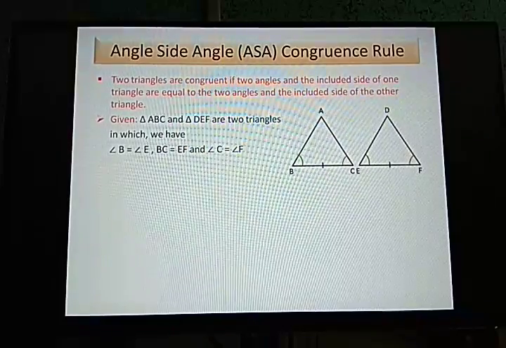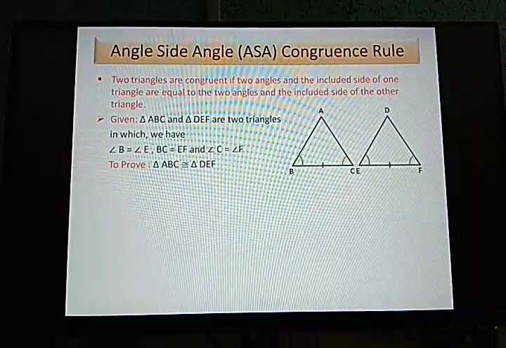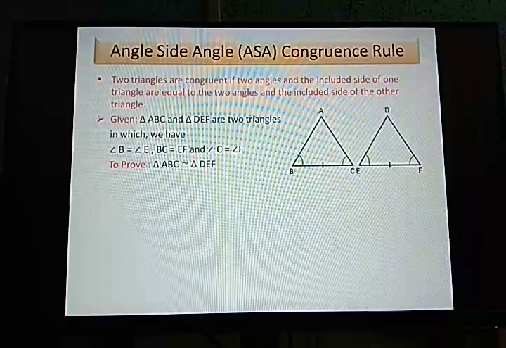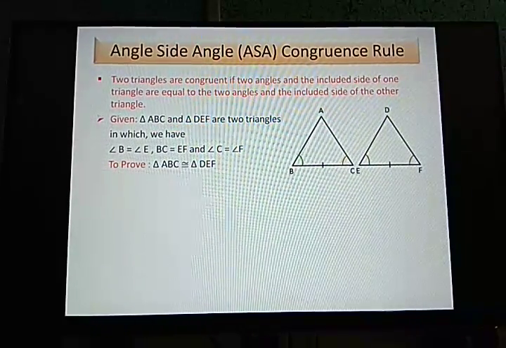So let us see how to prove it. So what we need to prove here? We need to prove that triangle ABC is congruent to triangle DEF. This is our main task to do. So let us prove it.